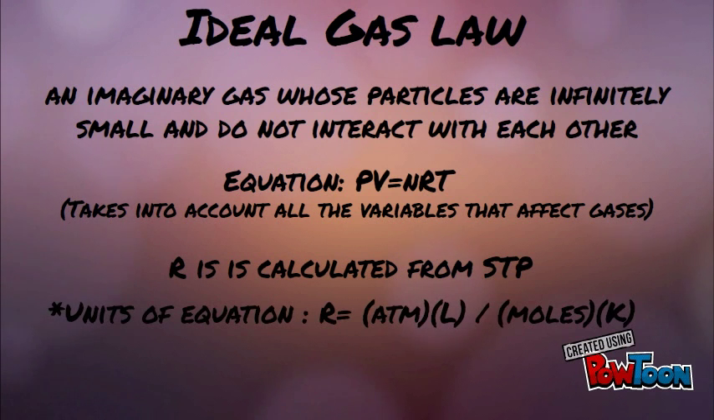Ideal gases and imaginary gases: particles are infinitely small and do not interact with each other. The equation is PV equals nRT and it takes into account all the variables that affect gases. R is calculated from STP and the units of R are atm times liters divided by moles times K.